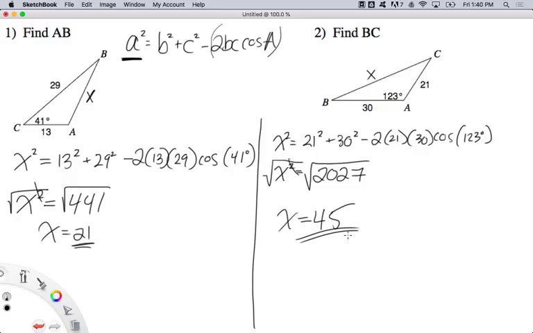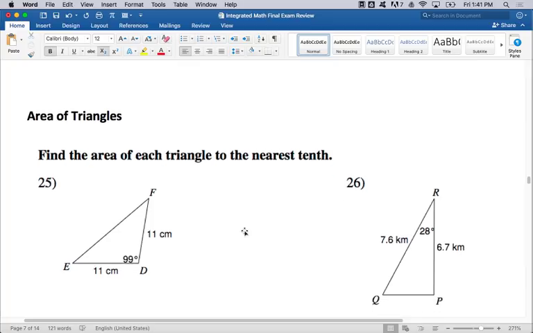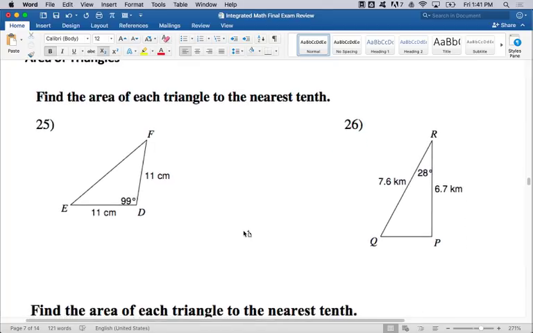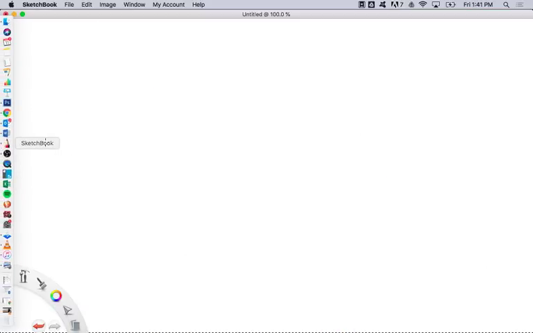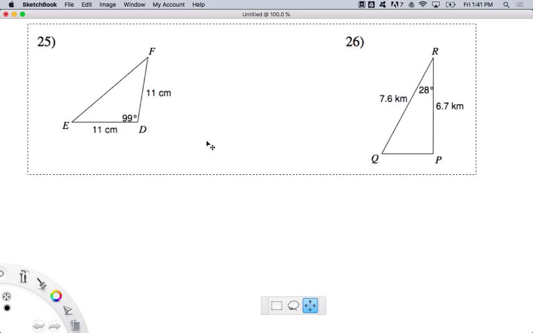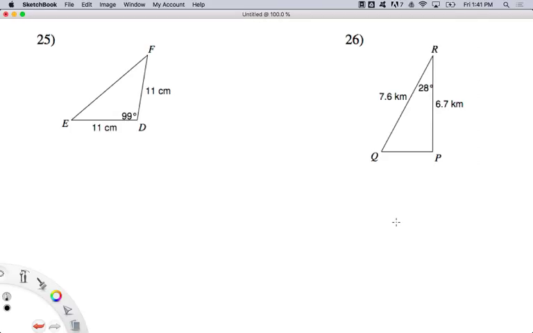Again, you do have to memorize this equation. Once you've memorized it, you're basically done with this problem. Okay, moving on. Area of triangles. This is the third formula you have to memorize, the third of 4. Finding the area of triangles.